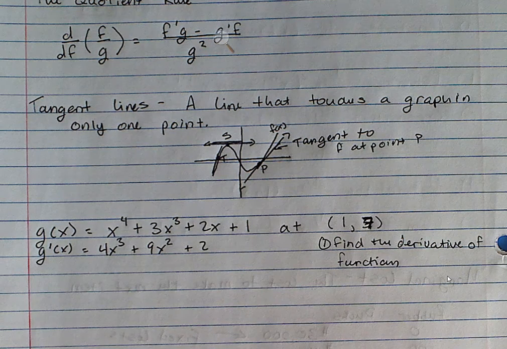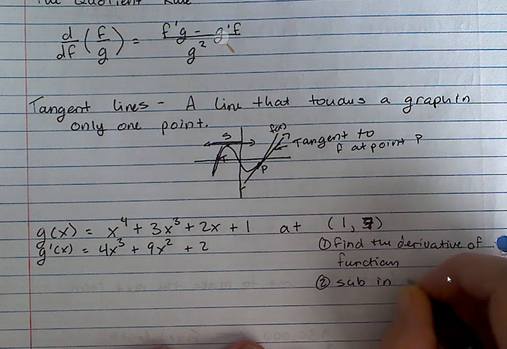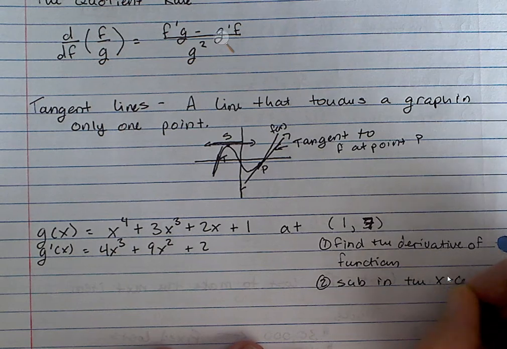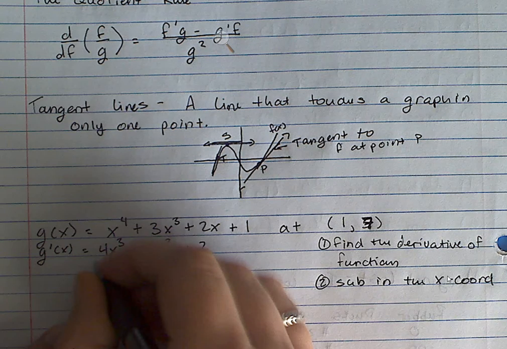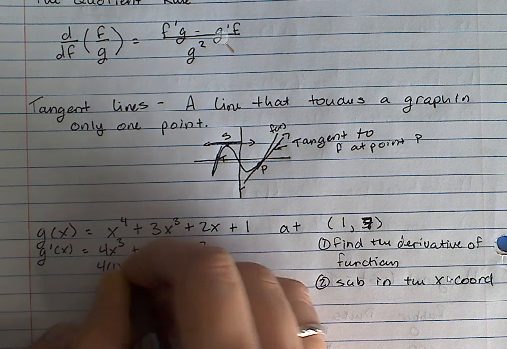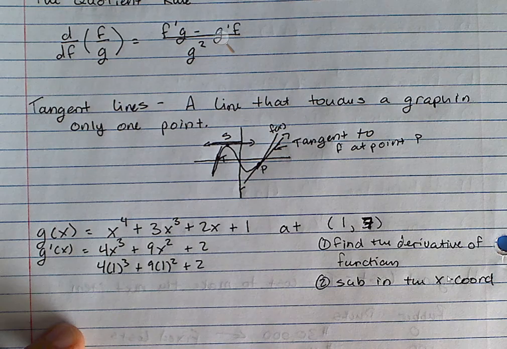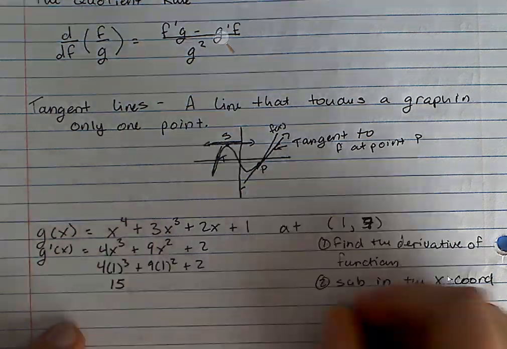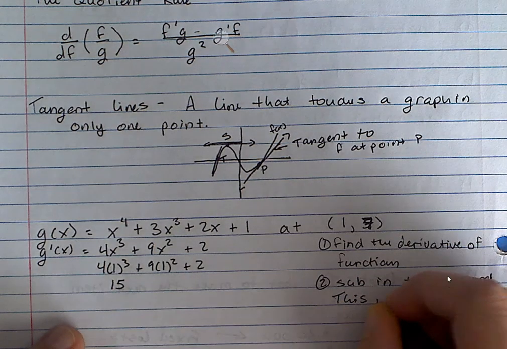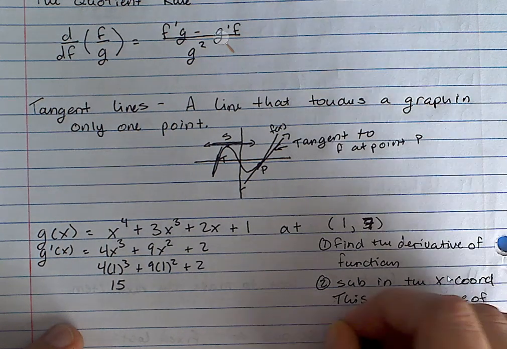Right? You guys all with me on this? Okay. So step number 2. You're going to substitute in the x-coordinate from the point. So the x-coordinate in this case is 1. I'm going to substitute 1 in here for x in each of these places. So 4 times 1 to the third plus 9 times 1 to the second plus 2. So this is 4 plus 9 plus 2, 15. Okay. So 15. This is the slope of the tangent line.